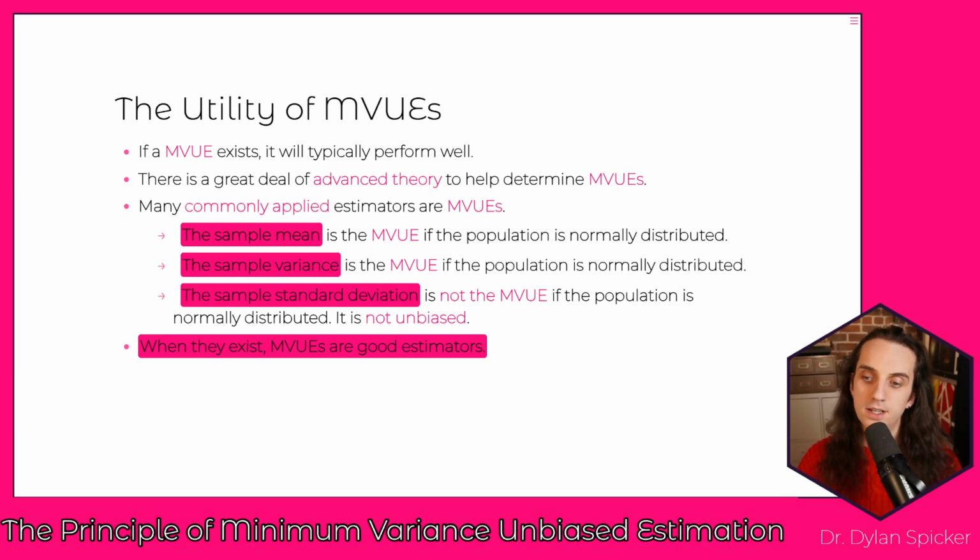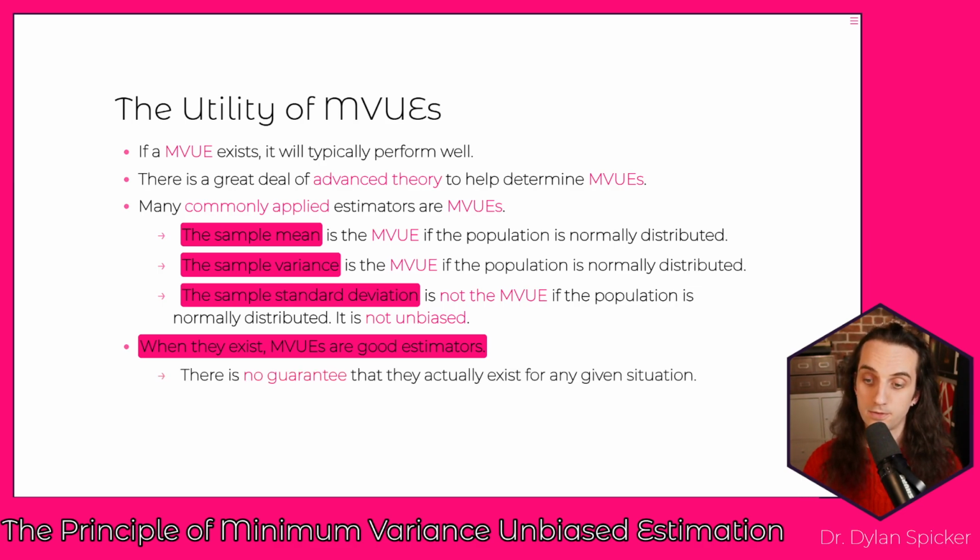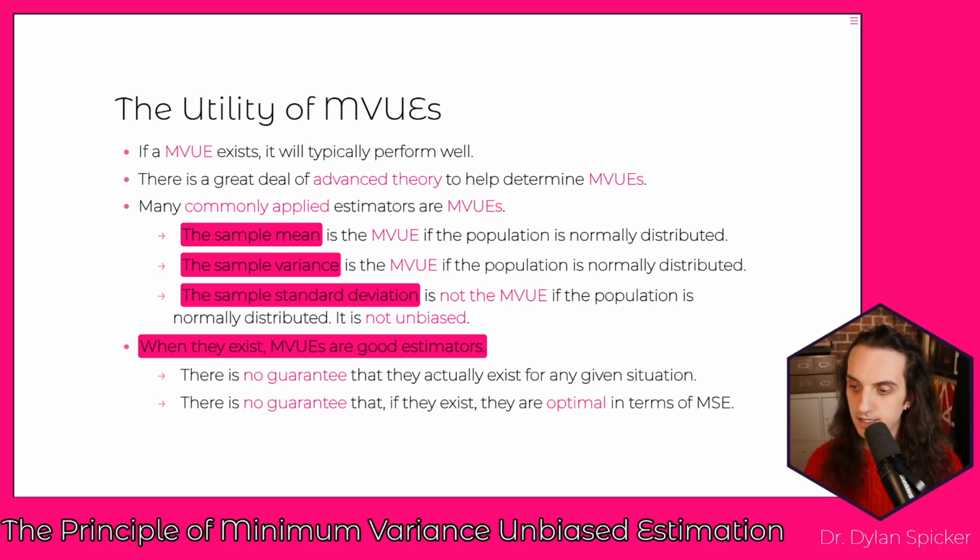Okay. When they exist, MVUEs are good estimators. Now, that is to say, they won't always exist. But when they do, they typically are going to perform quite well, right? It's not even guaranteed that we'll ever be able to find an unbiased estimator in any given situation, and so certainly we're not always going to be able to find the MVUE. But if we can, they're going to be well-performing estimators.